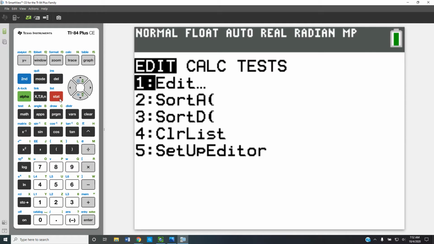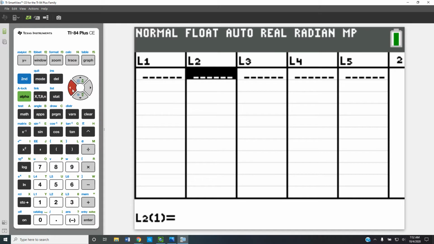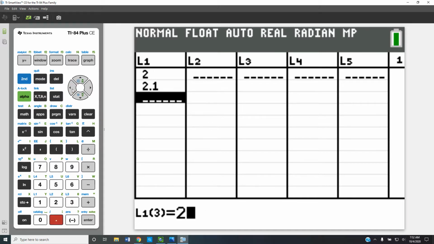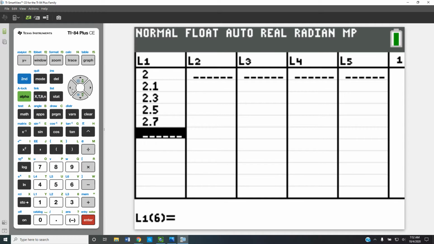I'm going to go to stat, and let's just play here for 1 second. Let's go to edit. Let's put some stuff into L1. So let's put 2, 2.1, 2.3, 2.5, 2.7, and 29. So 29 clearly is an outlier from the average set of data going on here between 2 and 2.7. So what does this look like when I graph it?